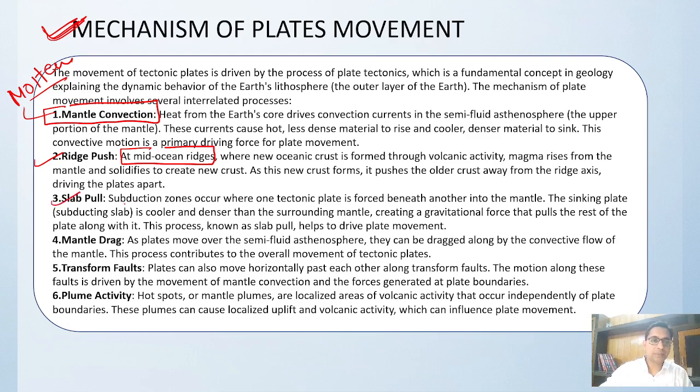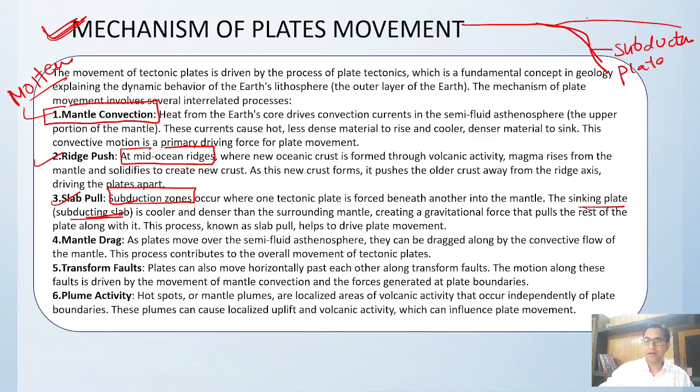Slab pull: there are subduction zones. A subduction zone is where one plate moves inside the other plate. The sinking plate is called the subducting plate. So this plate is coming and one more plate is here, and this plate is going down. We call this subduction. And wherever this subduction happens, we get earthquakes.